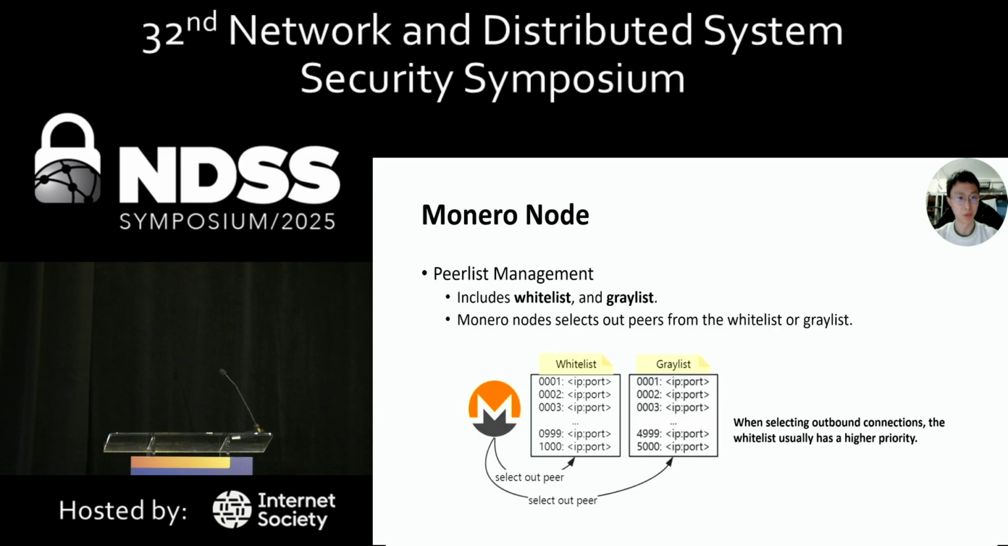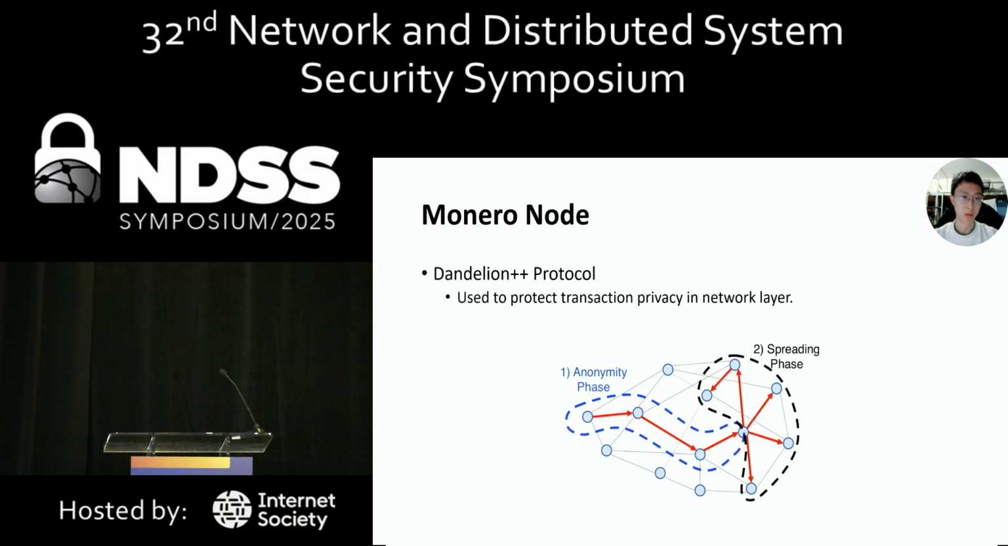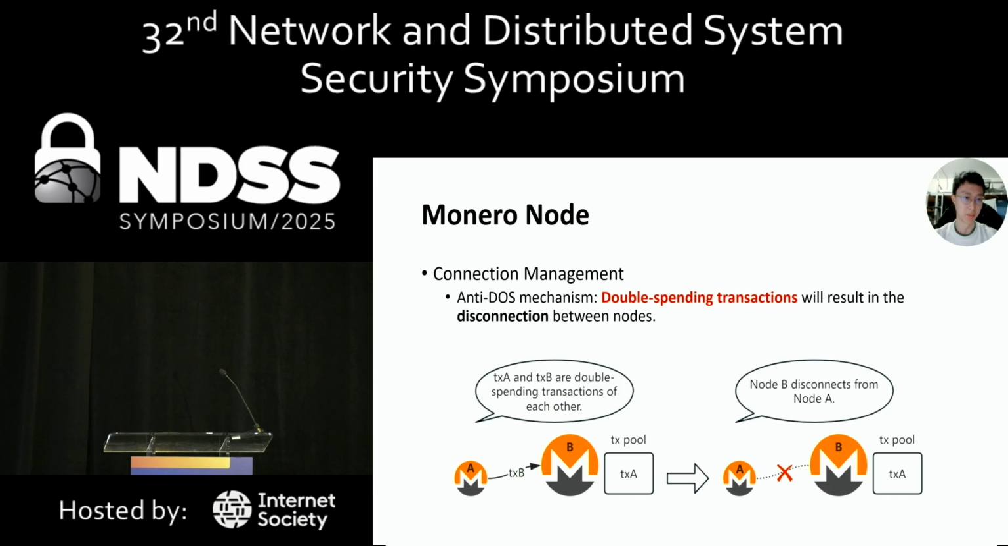Before introducing our method, let's first briefly discuss the Monero network. Regarding peer list management, Monero's peer list consists of a white list and a gray list. During operation, a Monero node selects peers from either the white list or gray list based on certain rules. Regarding the choice of transaction propagation protocol, Monero uses the Dandelion protocol, which we'll introduce later. Regarding connection management, Monero employs an anti-DOS mechanism. When the node receives a double spending transaction, it will proactively disconnect from the node that sent the transaction. This is one of the key aspects exploited by our connection reset attack.